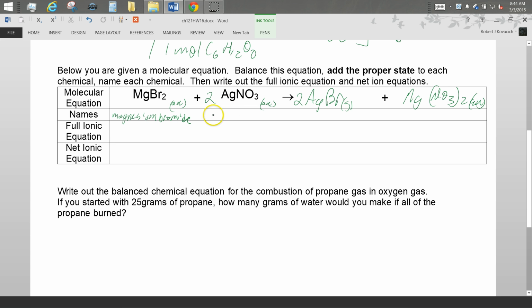And the second thing? And this? And the last one? Why don't I need any numbers with any of these, like silver 1 or magnesium 2?